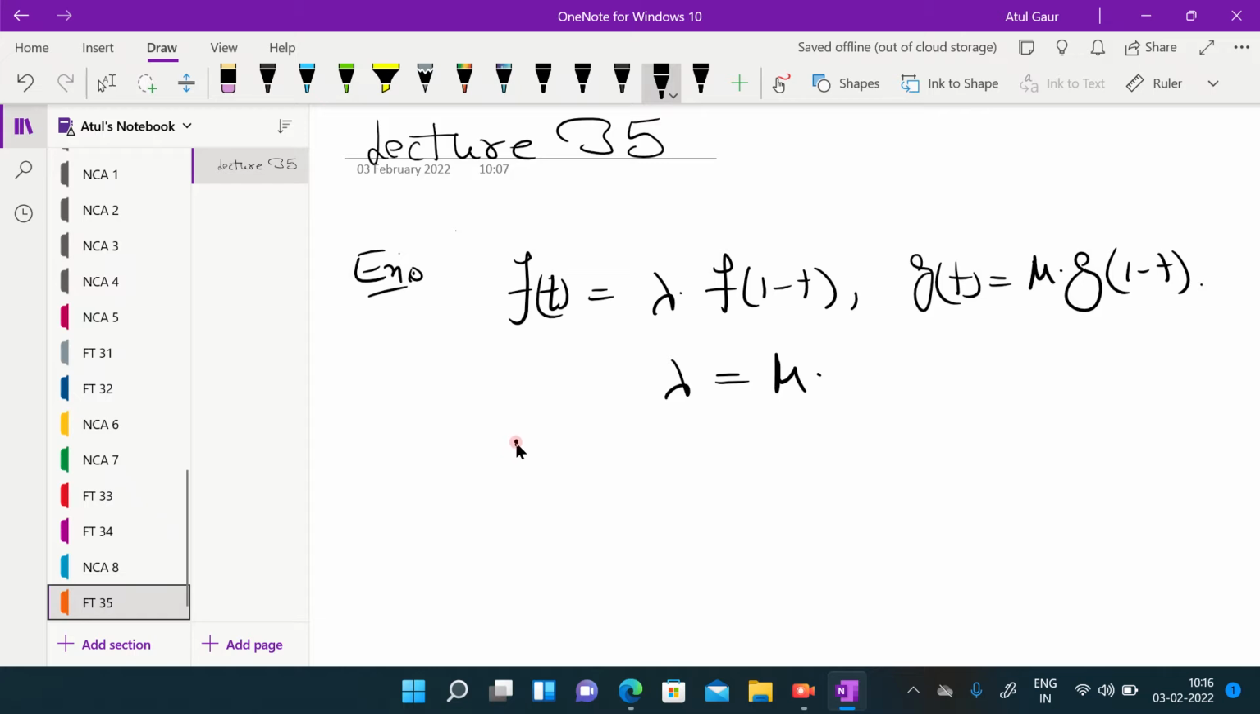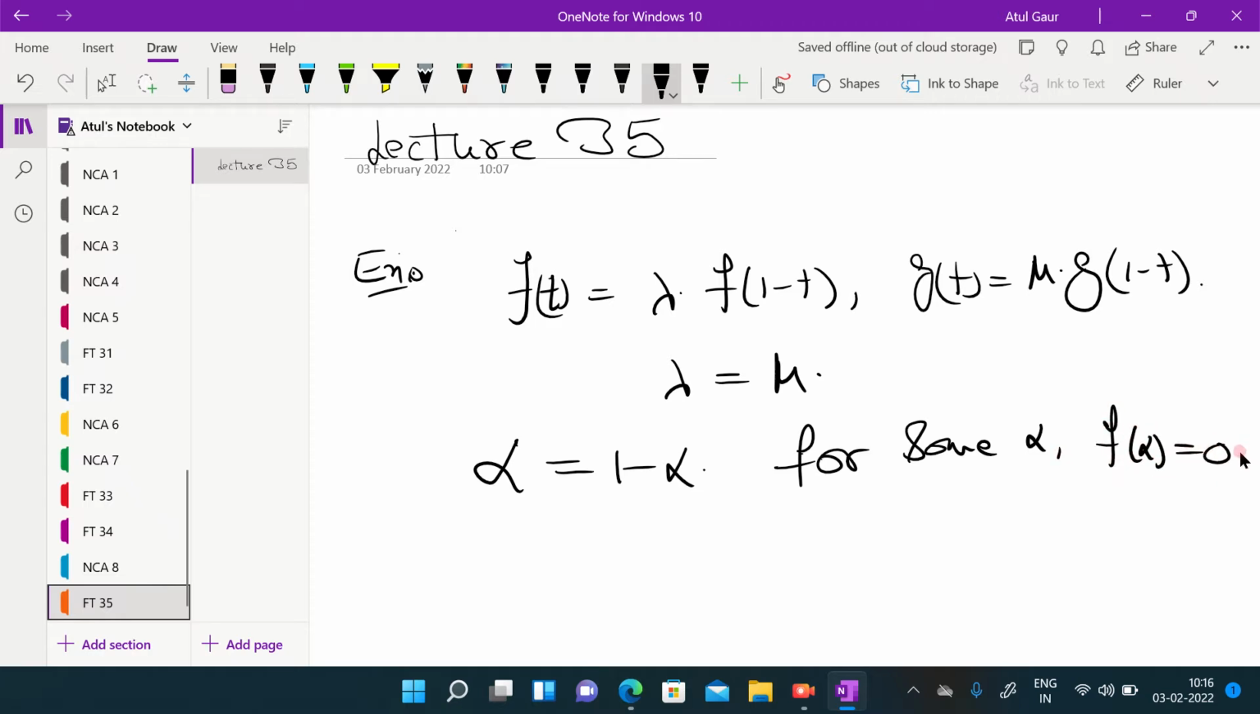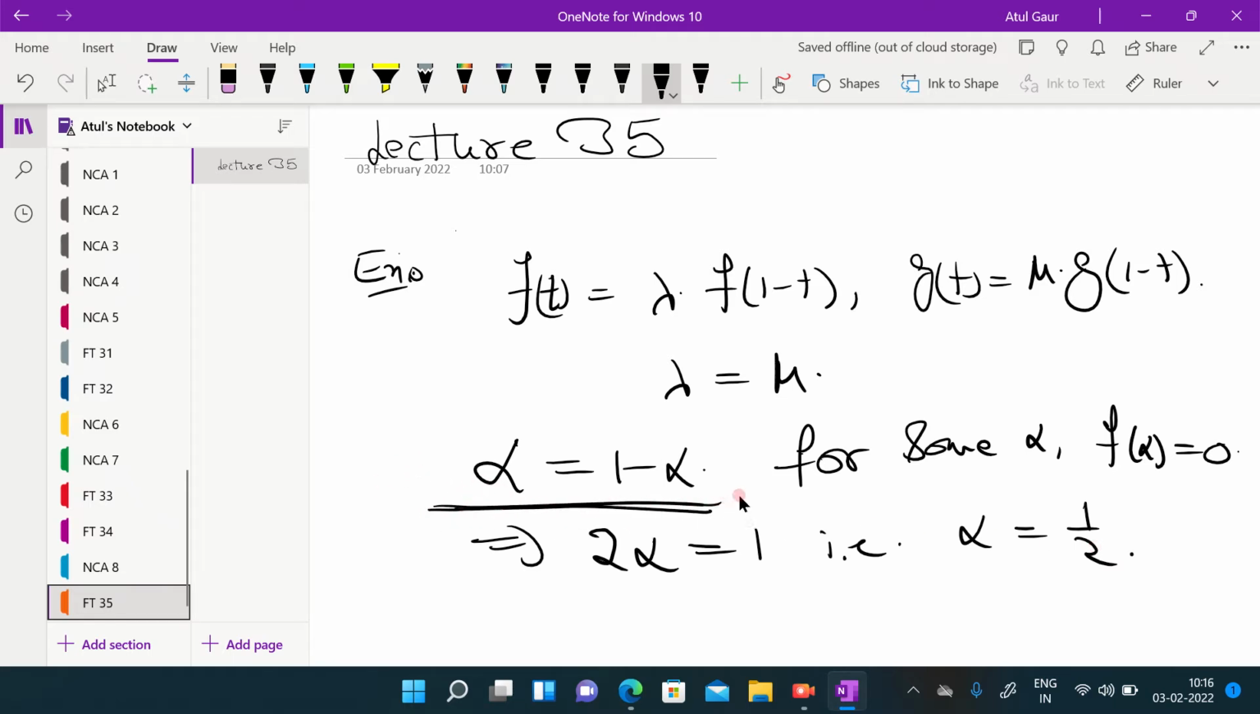The query someone asked is that it may happen that alpha is equal to 1 minus alpha, right? For some alpha which is the root of the polynomial, it may happen that alpha equals 1 minus alpha. So this simply gives you that twice alpha is 1, that is, alpha will be 1 by 2. So equality will hold only at this value, 1 by 2, right?